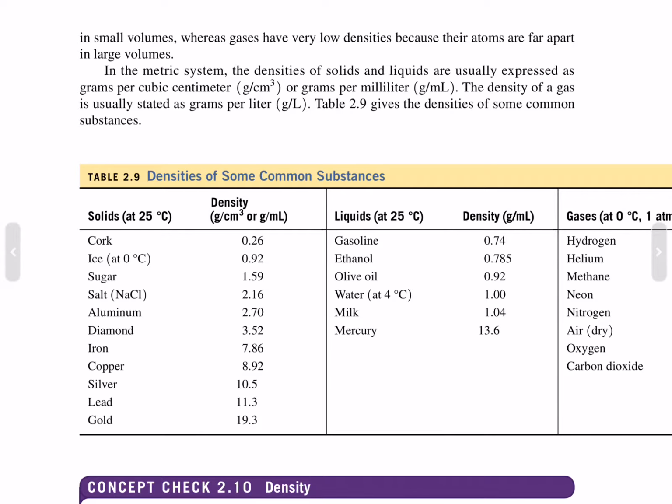In the metric system, the densities of solids and liquids are usually expressed as grams per cubic centimeter, or grams per milliliter. The density of a gas is usually stated as grams per liter. Table 2.9 gives the density of some common substances.